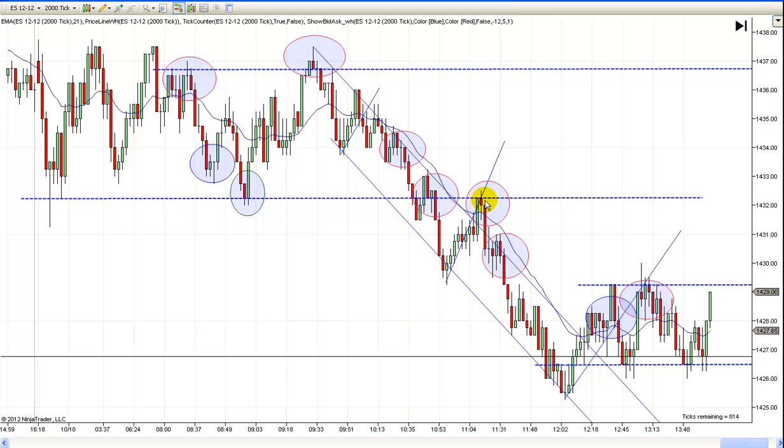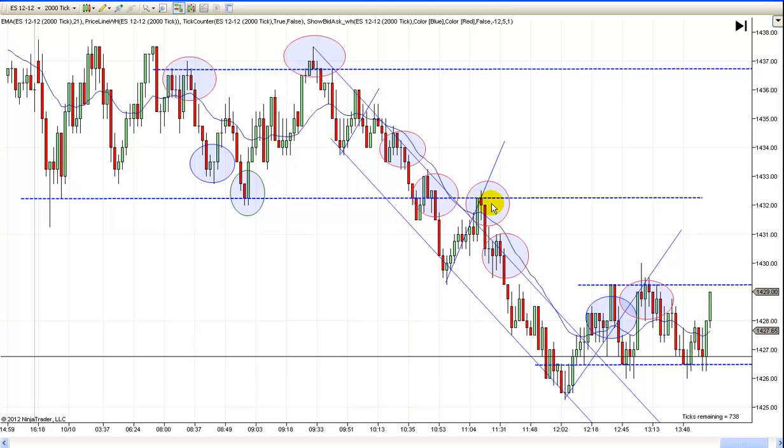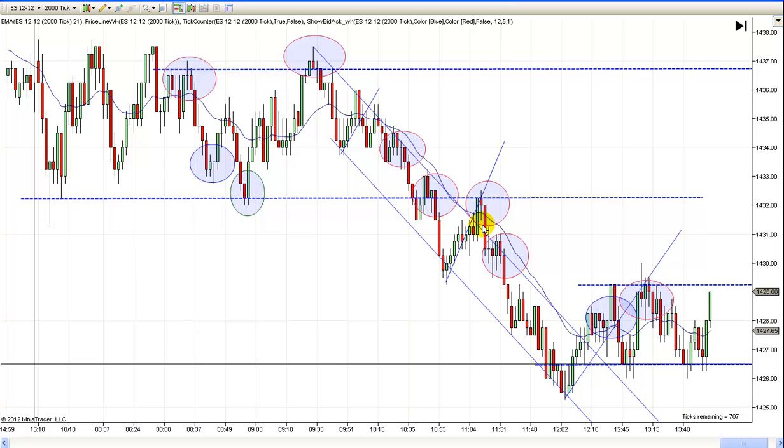So now you got 2 legs up. You got 2 tests of this area right in here. That's the first real break of the trend line, so we're still looking for shorts. And you got an entry here. And again, your runners would have been safe on this one.